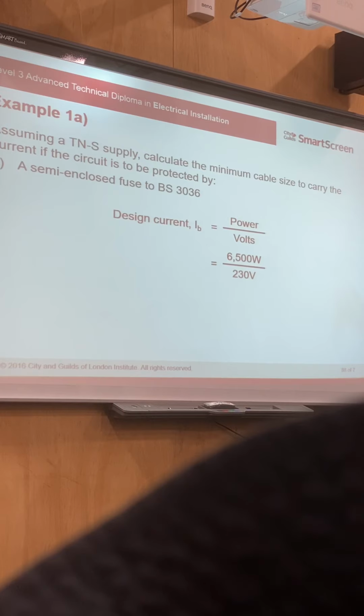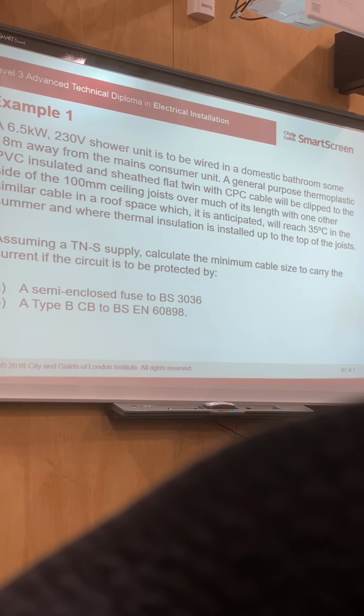Key thing it was saying was reference method C, wasn't it? Clip direct. Okay. To the side of the joist. To the side of the joist with one other circuit. Okay. So where do we make a difference because they're all 1? Number of circuits or multi-core cables. So is it just one circuit there? There's 2 circuits, isn't there? So you need to move across the next column. I would say we're mostly looking at reference method C because it's clip direct. So we'd be looking at the 0.85.